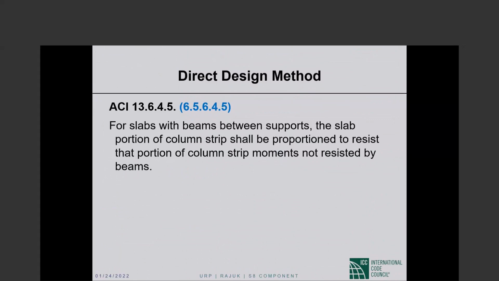So for slabs with beams between supports, the slab portion of the column strip shall be proportioned to resist that portion of column strip moment not resisted by beams. If the column strip includes a column line beam, then part of the moment will be resisted by the two strips of slab on the two sides of the column and the remainder by the beam. That's all we are saying.